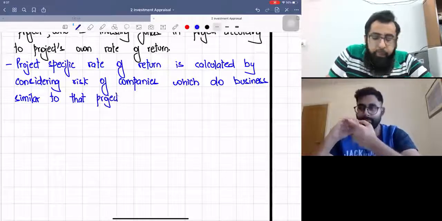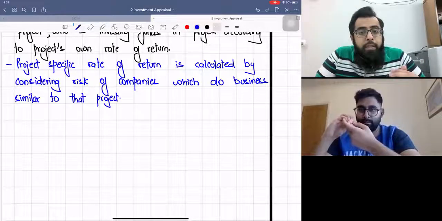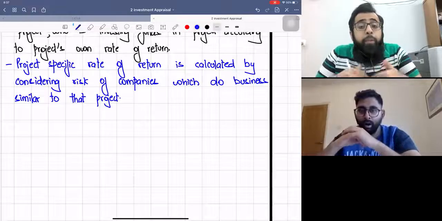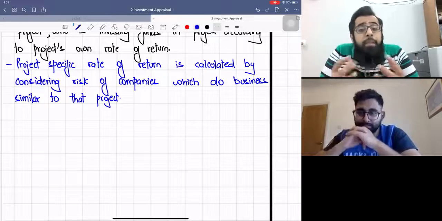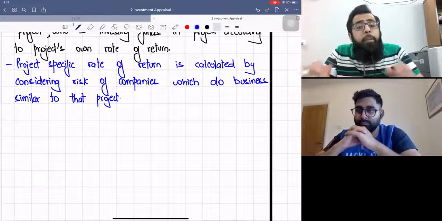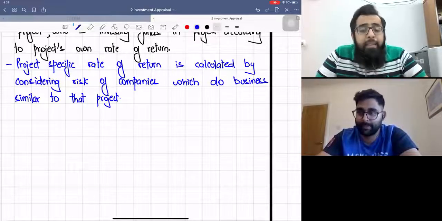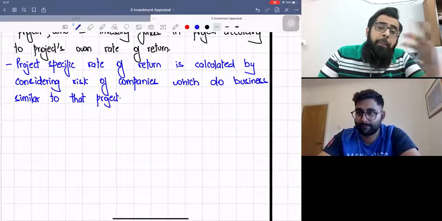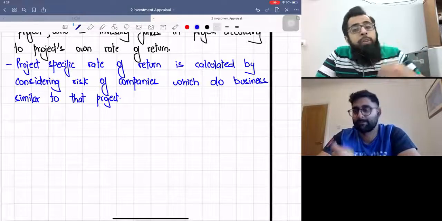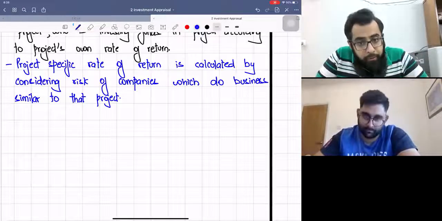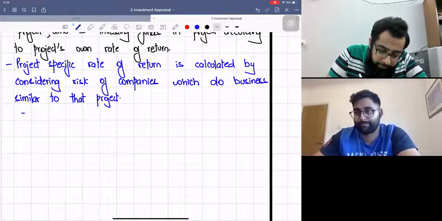So what will be the process? We will first of all calculate the beta asset, the business risk of the companies which are operating in that industry. And through that beta asset, the business risk of the companies operating in that industry, we will calculate the expected rate of return of the project. Beta asset.